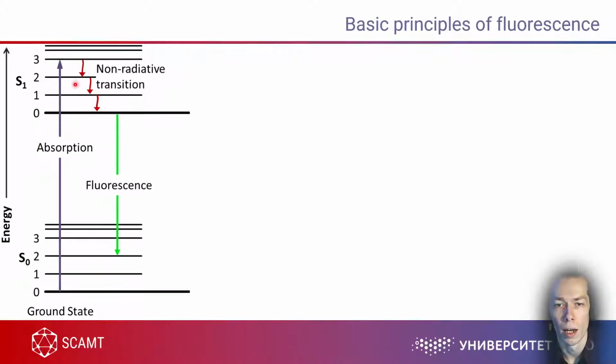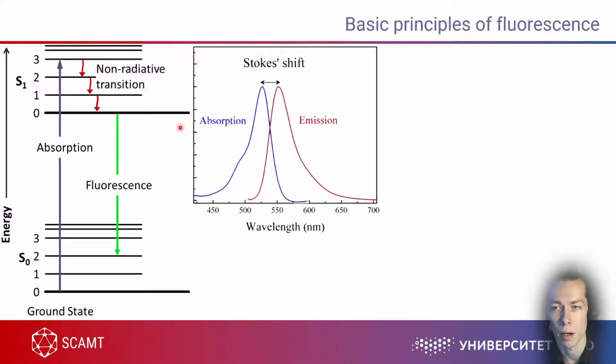So not all of the molecules have fluorescent properties, because some molecules have only non-radiative transitions in their structure, but still some molecules have fluorescence, and these molecules are called fluorescent dyes. In most cases, you have some absorption peaks, so it's a feature of a fluorescent molecule.